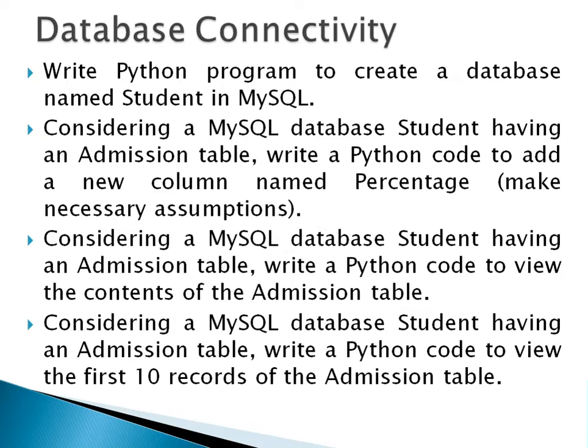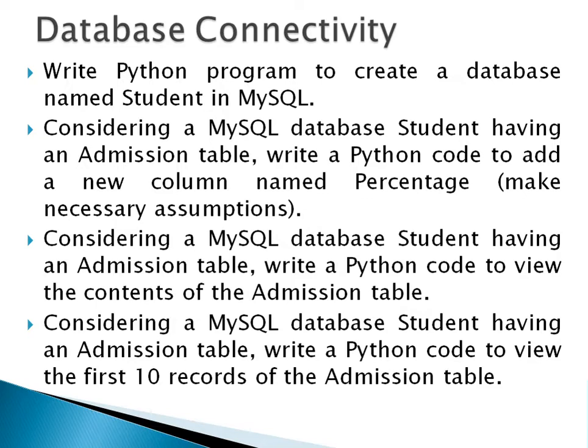So the questions that can be asked in the programming part, the first question can be to write a Python program to create a database named student in MySQL. Here you will use the same 5 steps, but in the second step of connecting the database, you will not give the name of the database. So you will give just the 3 arguments, that is the username, password, and the localhost, the host name. This question has been discussed in the practical video on database connectivity.